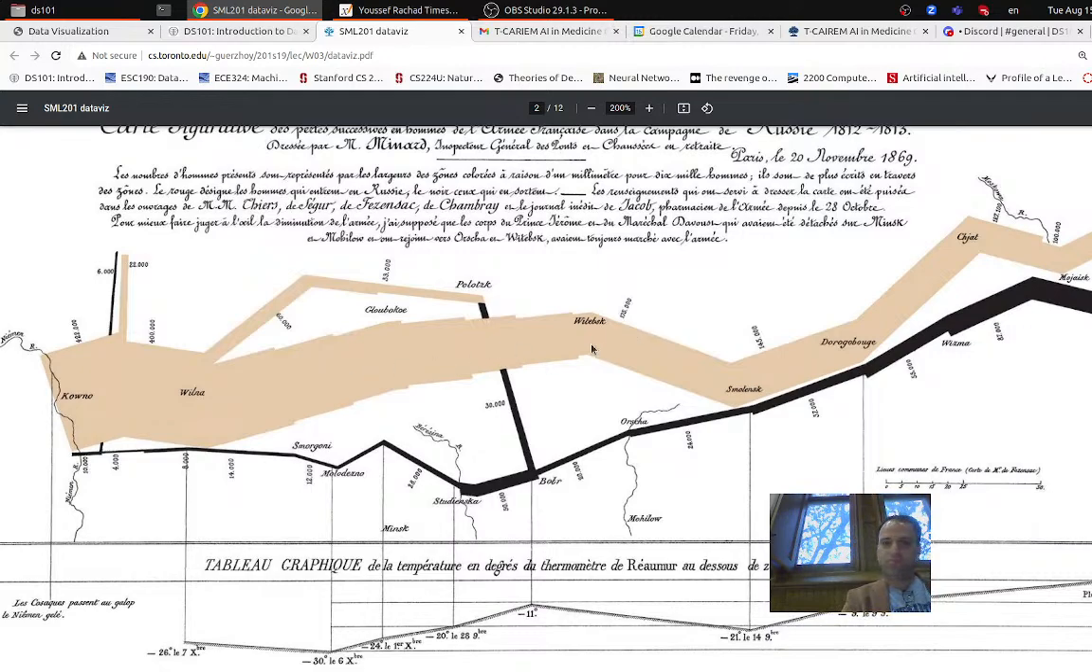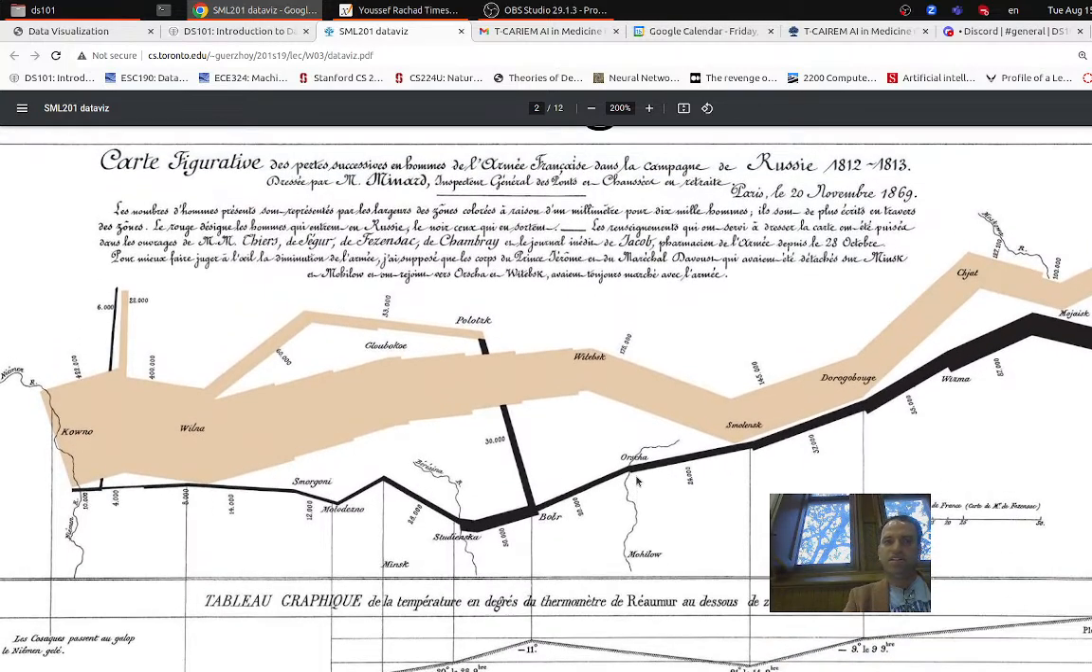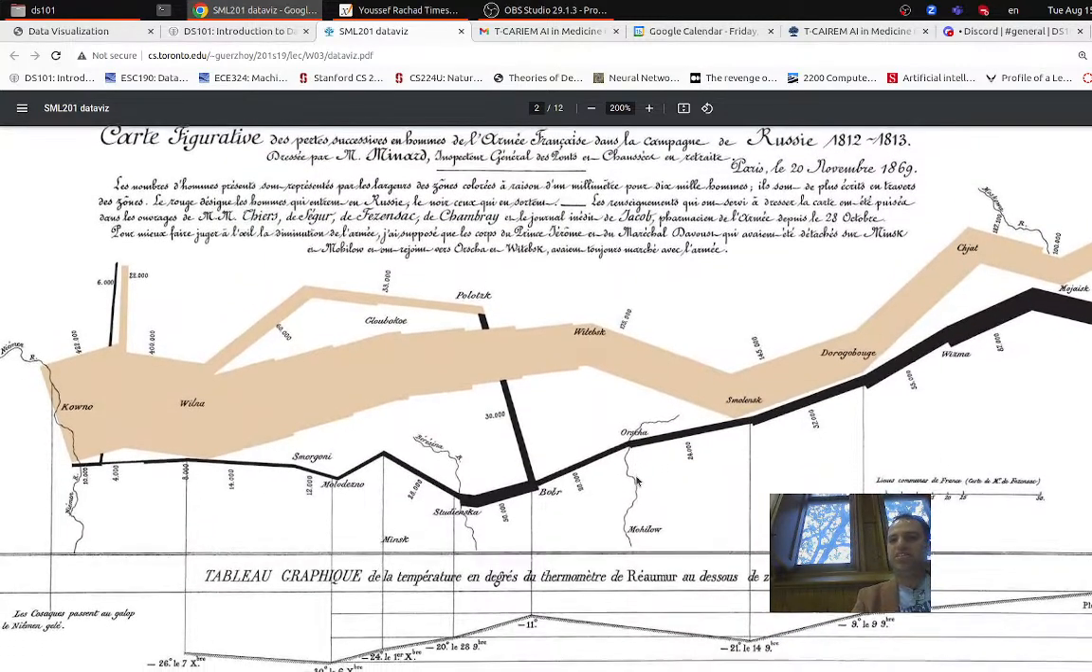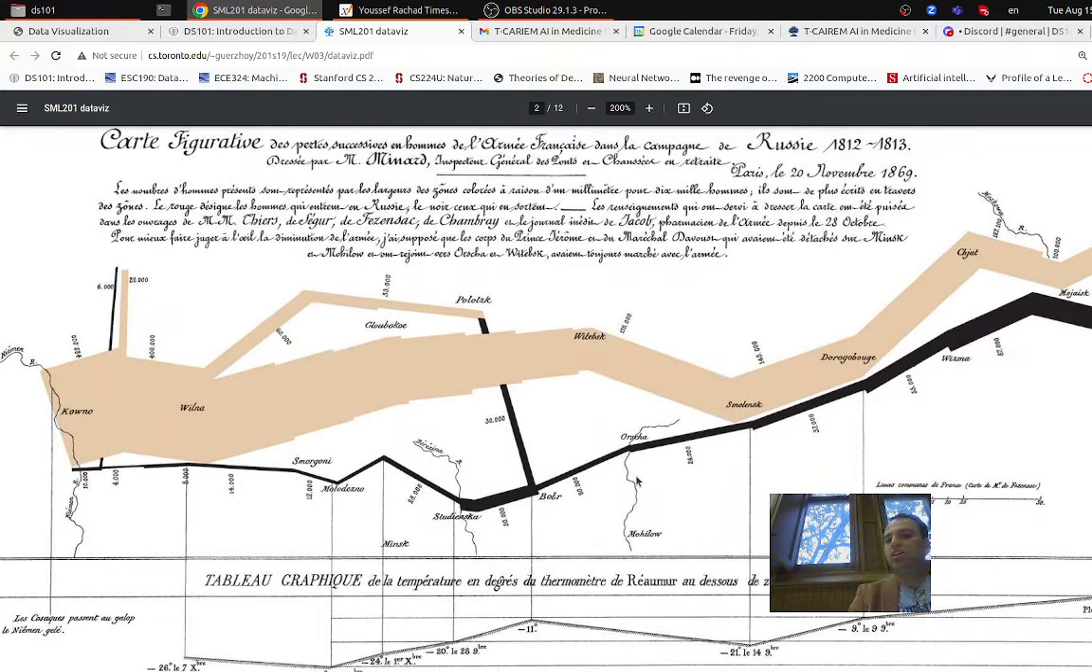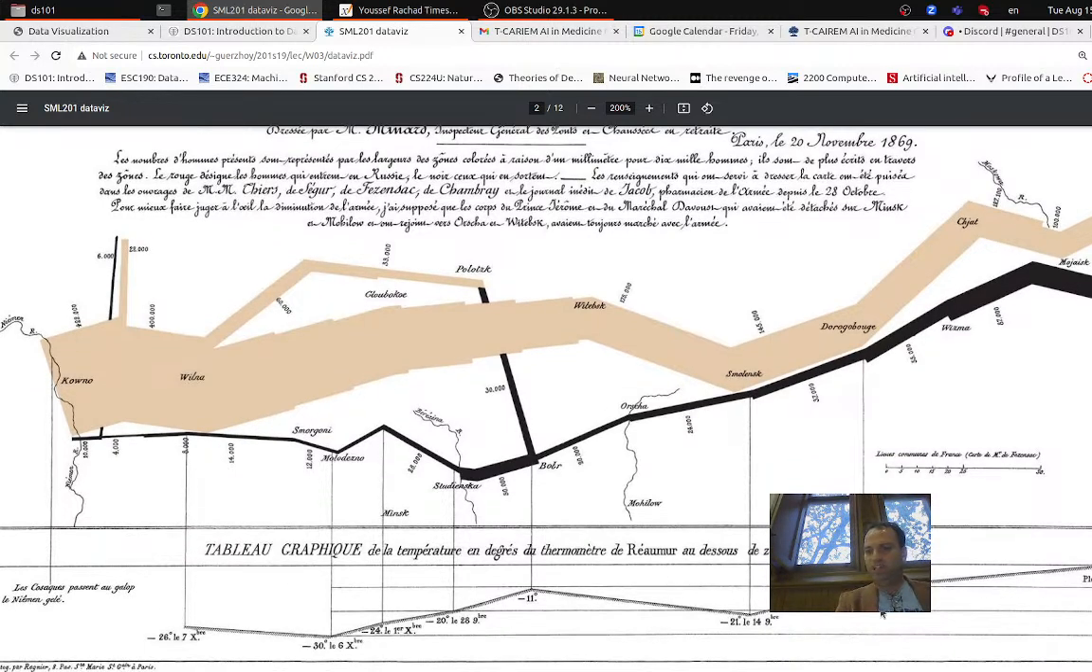And what you see here is the march on Moscow and then the retreat from Moscow here in black. So as you see, it really did not go well. So that's considered a classic of the genre, because it's a creative visualization that tells you a story in one picture, tells you what happened. And here you have dates, battles, stuff like that, right?